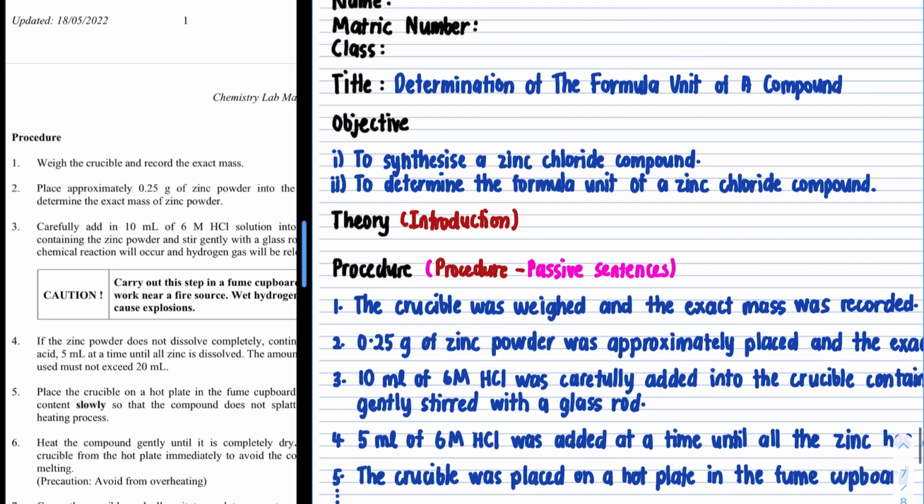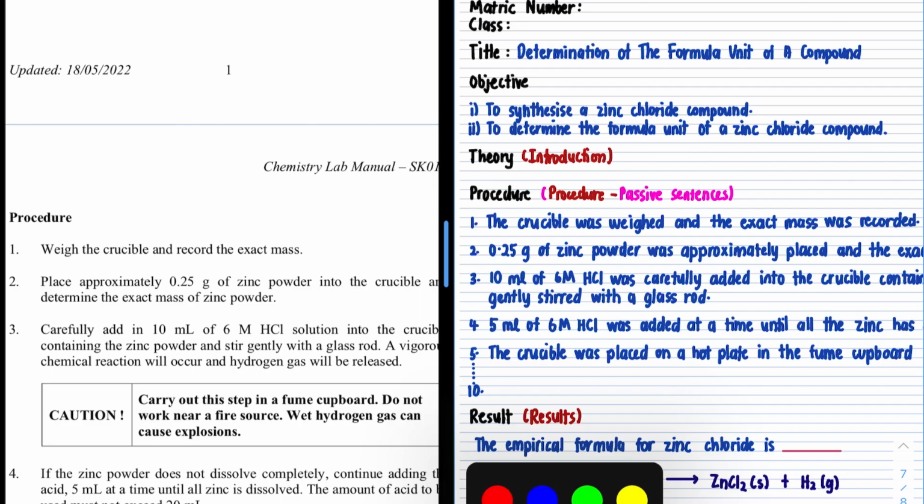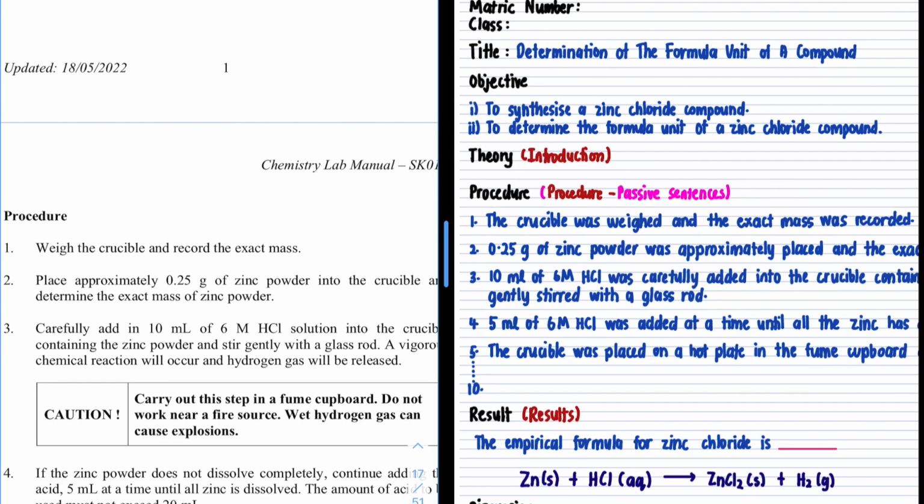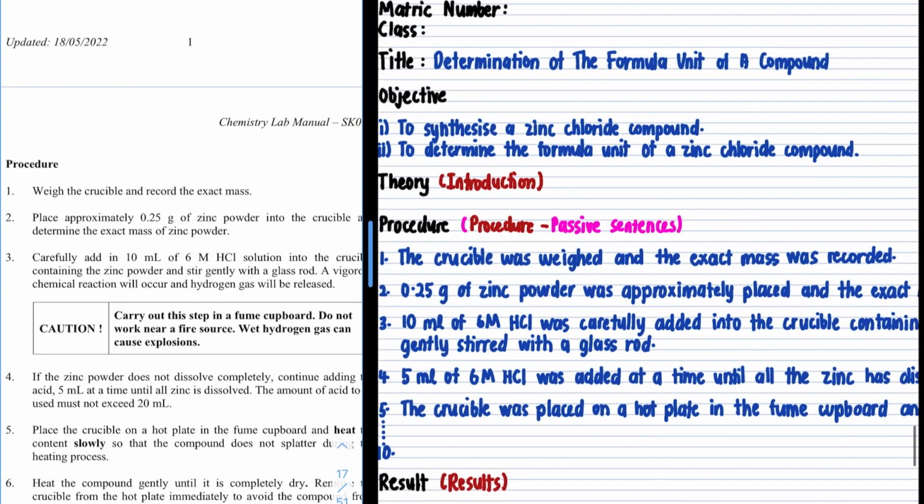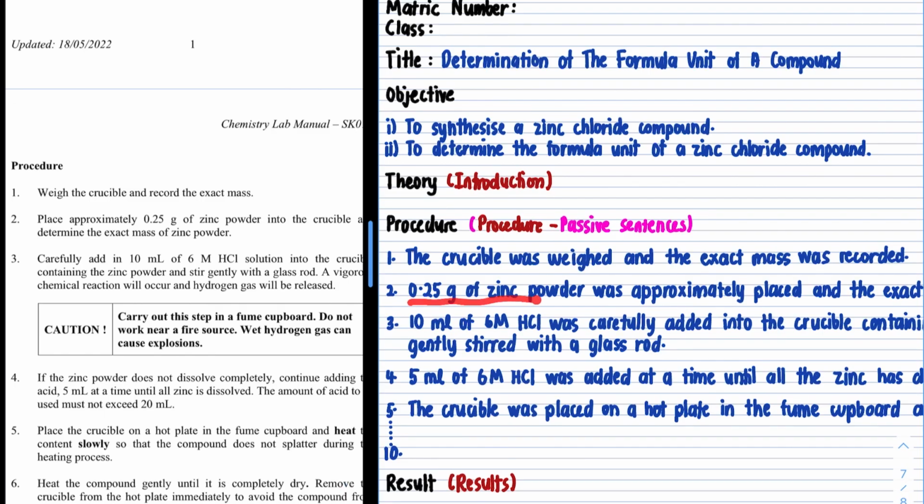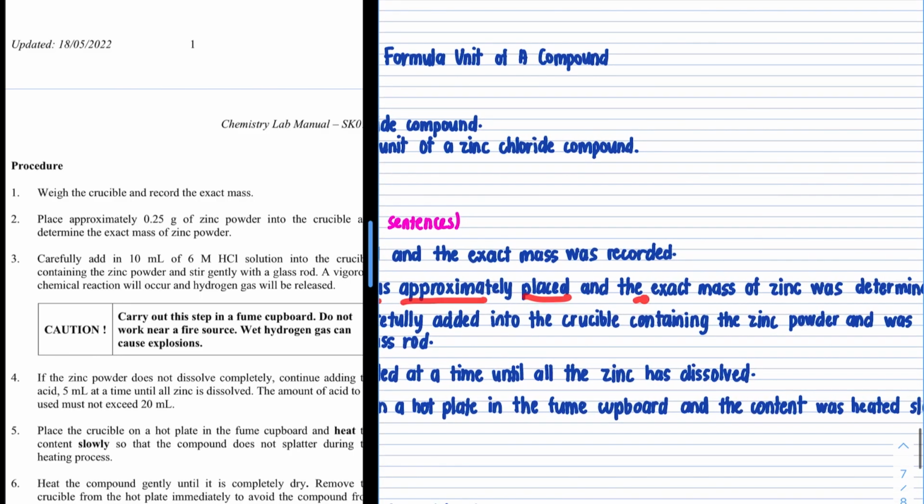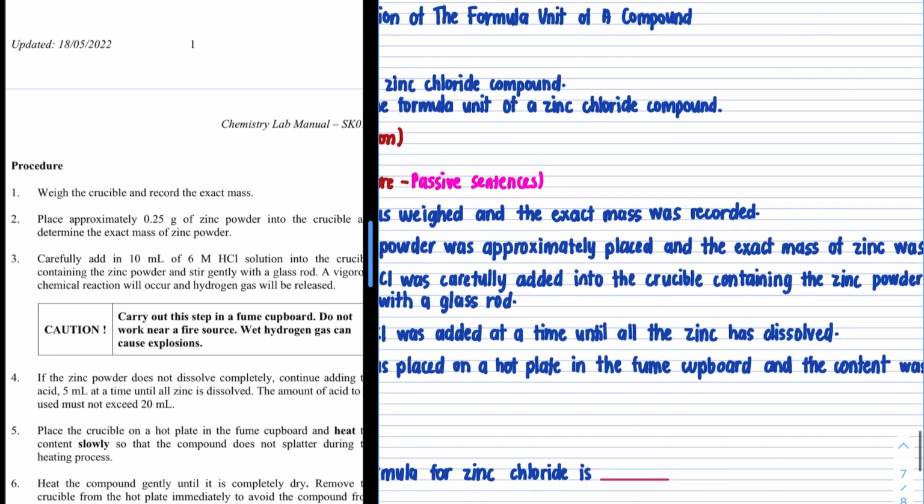Next, for the second step, on your left hand side here: place approximately 0.25 gram of zinc powder into the crucible, and then determine the exact mass of zinc powder. How do we change it into passive sentences? We change it into: 0.25 gram of zinc powder was approximately placed, and the exact mass of zinc was determined. Again, you have to change it into passive sentences and past tense.